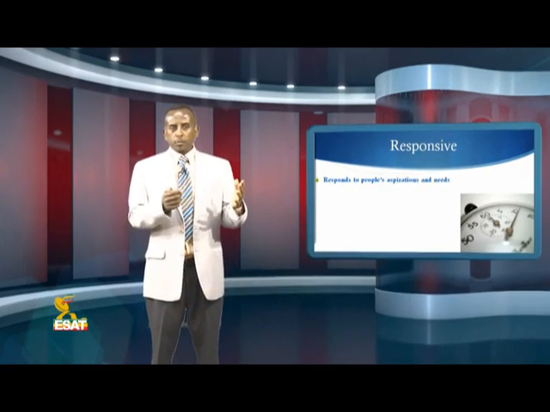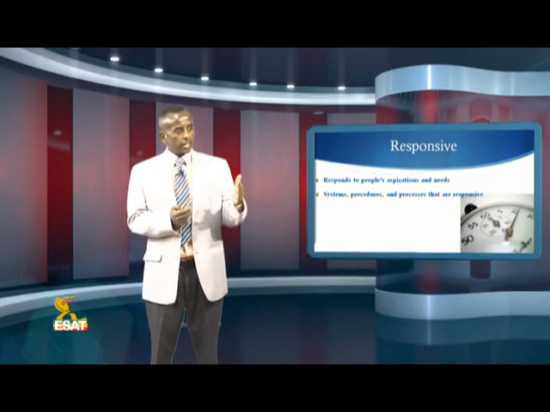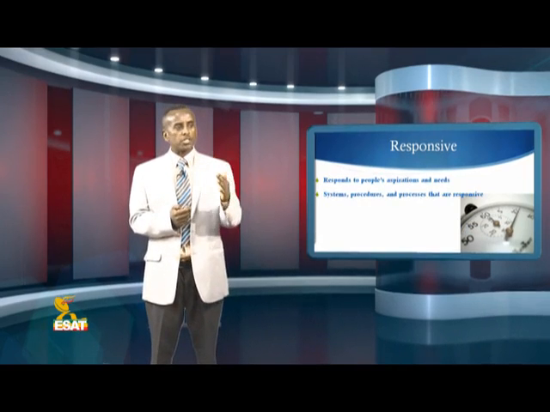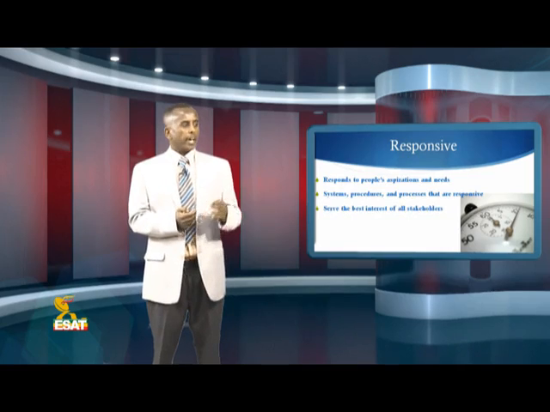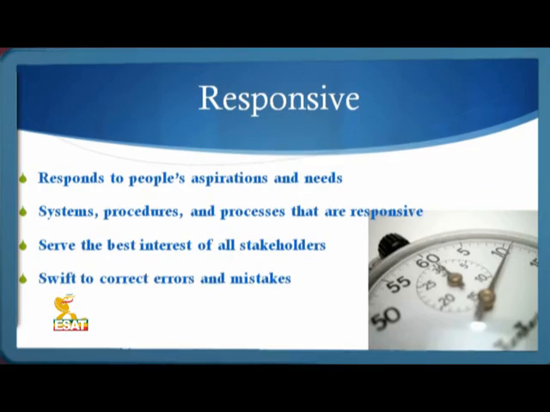Responsive. A government or an organization which is responsive responds to people's aspirations and needs. Its systems, procedures, and processes are responsive, and it serves the best interests of all stakeholders. It is very swift to correct errors and mistakes. It learns and grows with the changing world. If an organization or a government is responsive, it is very quick to correct its mistakes and also to make things right if they go wrong.